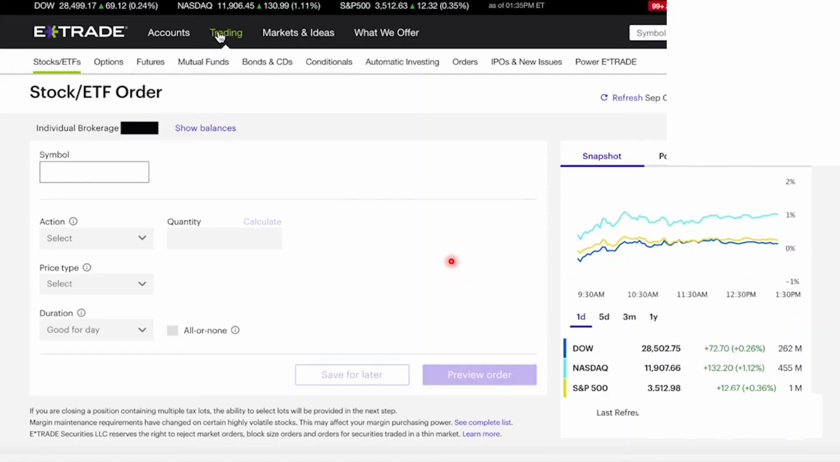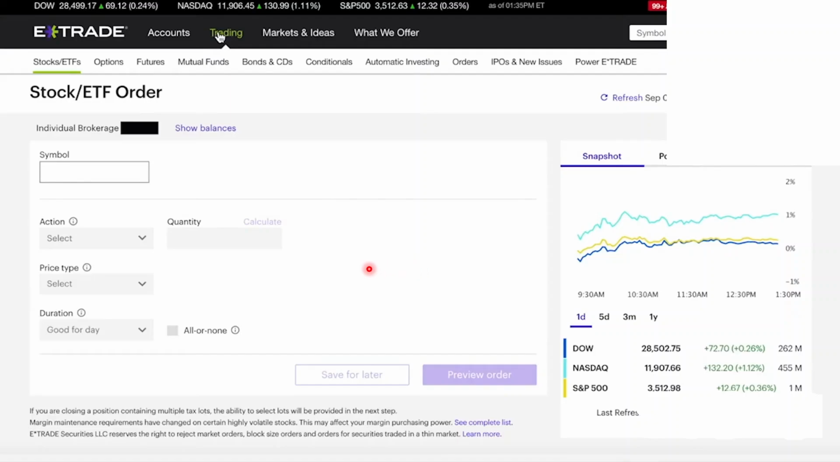Hey guys, in this video I'll show you how to day trade small cap stocks on the eTrade platform. Now, small cap stocks are companies with a market cap of roughly $300 million.